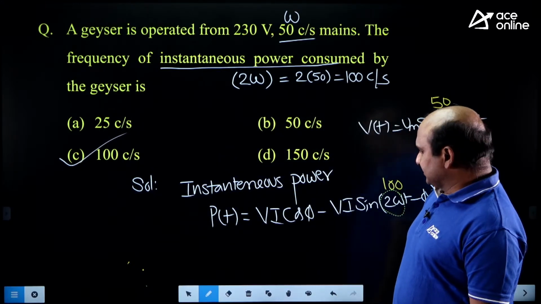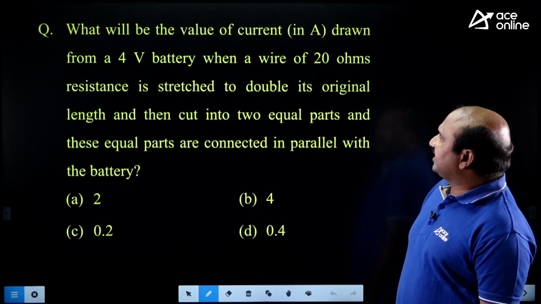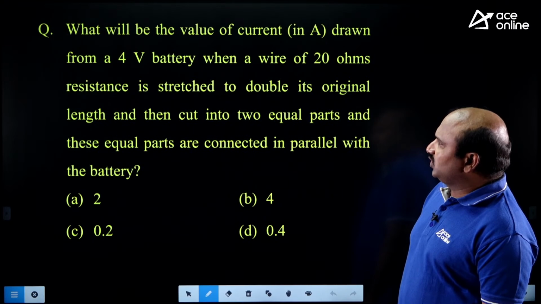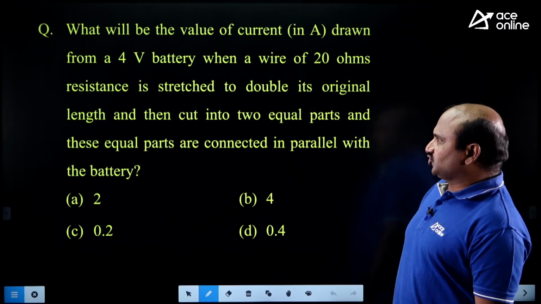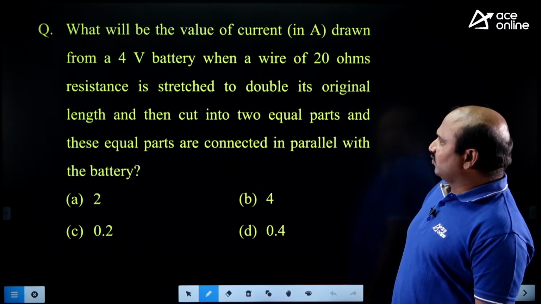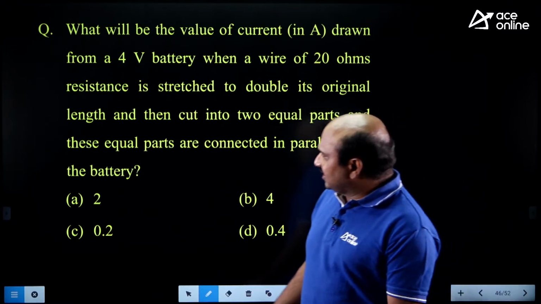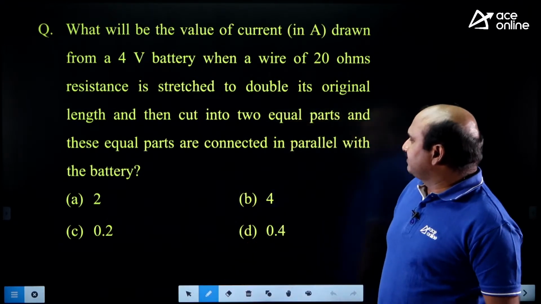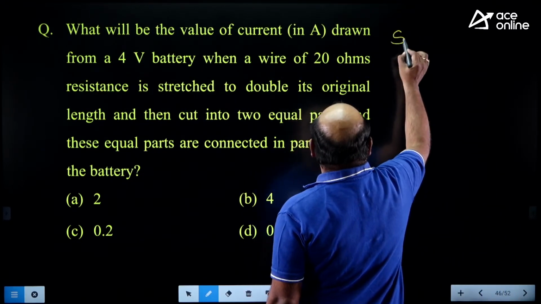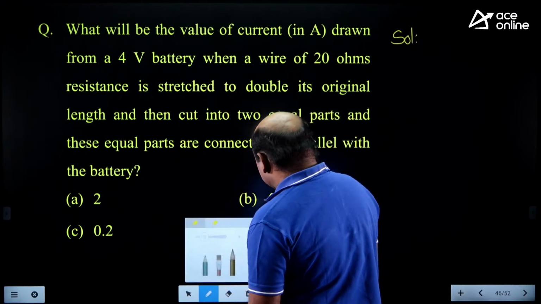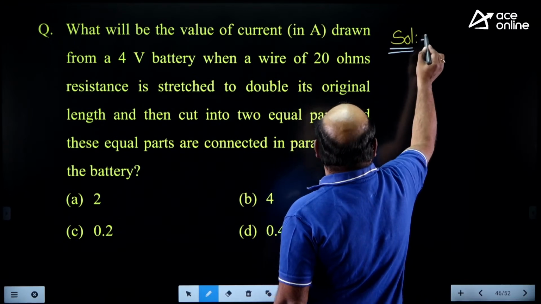Let me take the next example. What will be the value of current in amperes drawn from a 4 volt battery when a wire of 20 ohms resistance is stretched to double its original length and then cut into 2 equal parts, and these equal parts are connected in parallel? Very good. This is very simple. Without doing calculations I can say the answer. First I will explain like that, then I will take the detailed explanation.